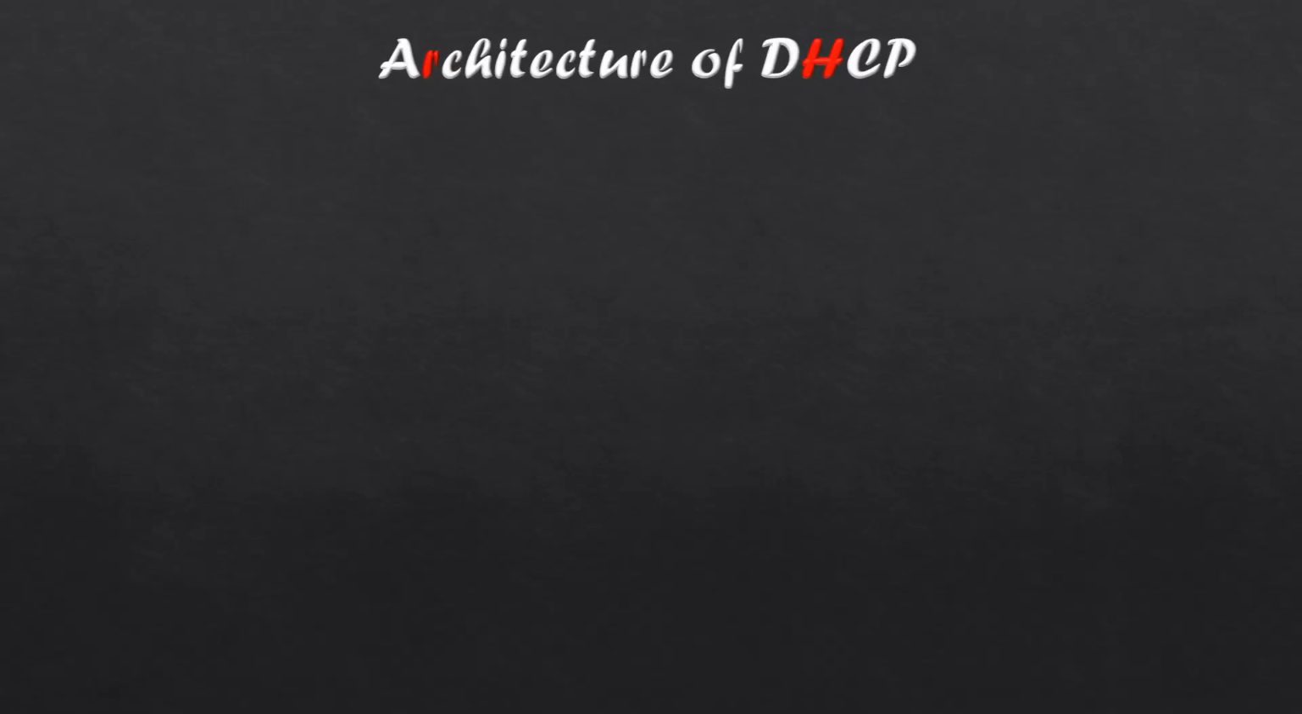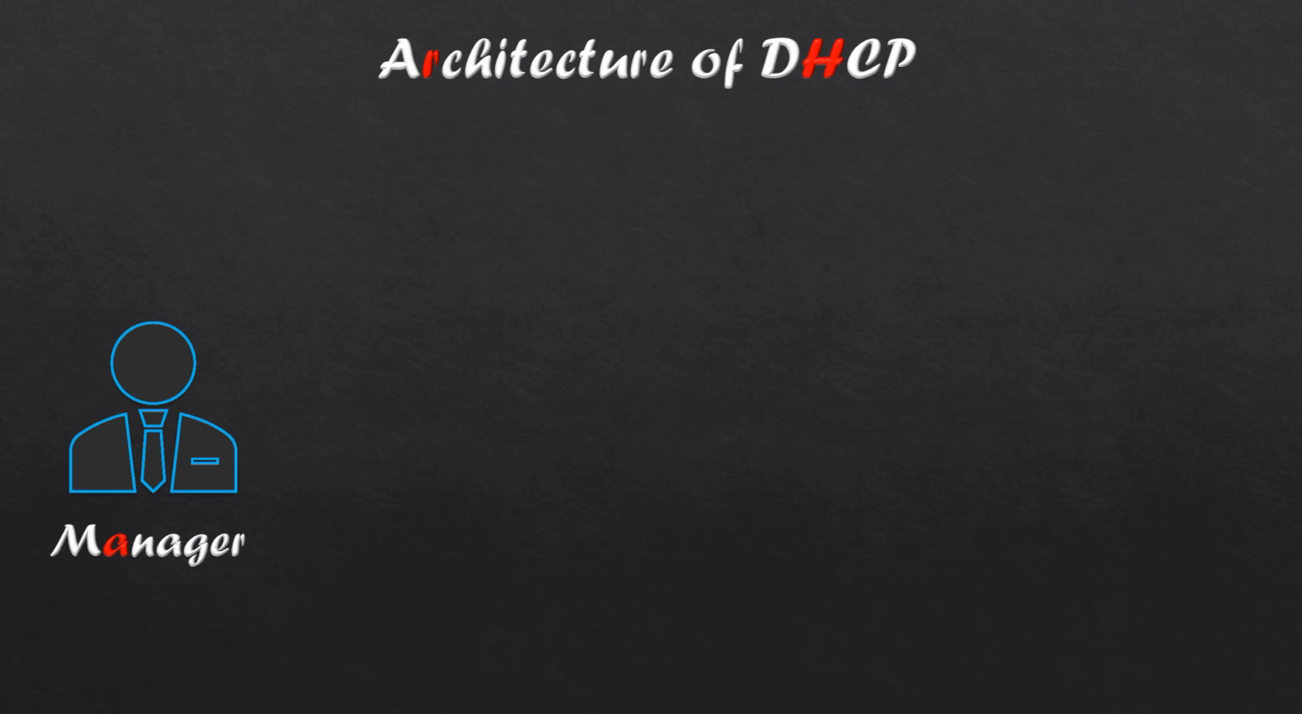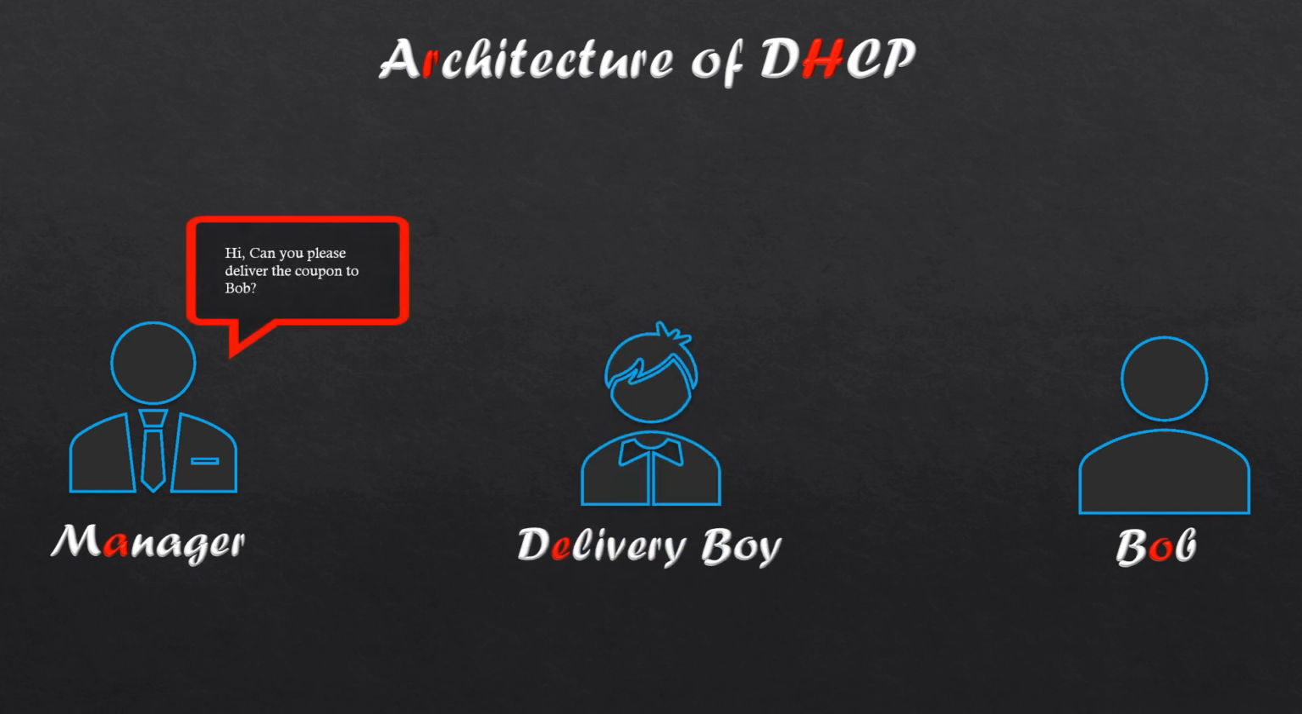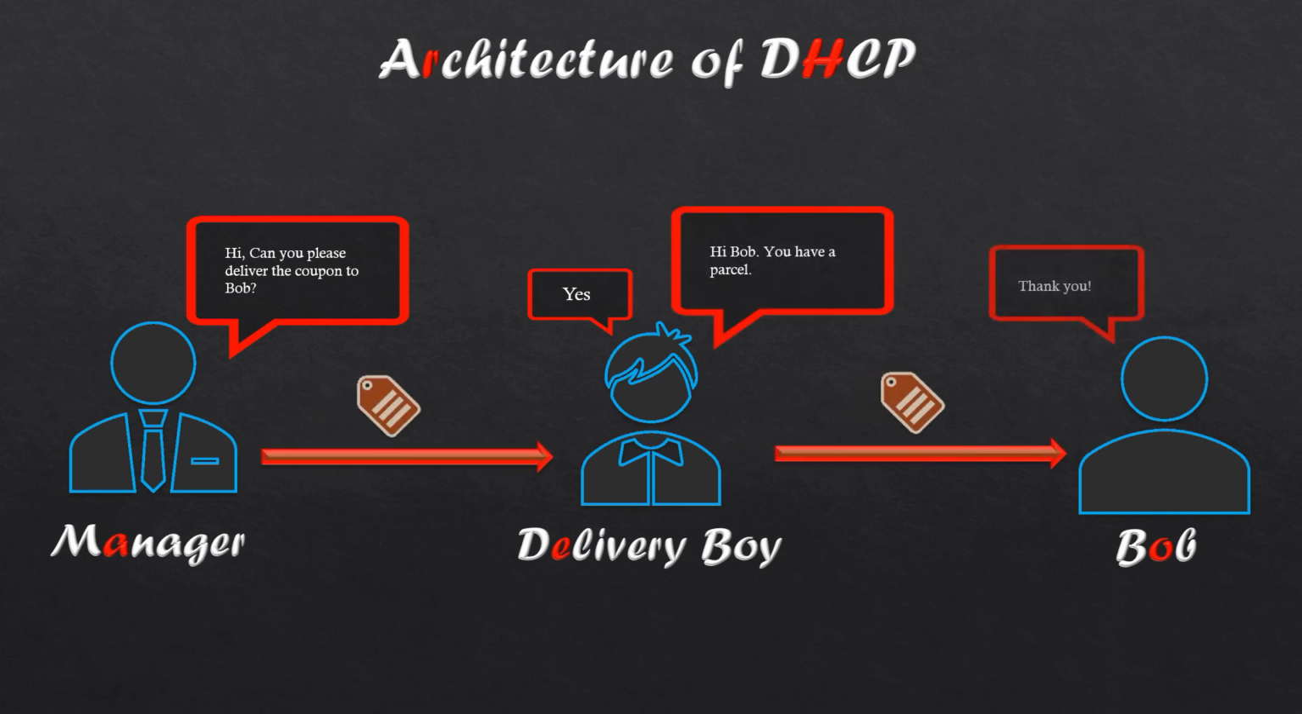Architecture of DHCP. Before we actually move on with the architecture, let's discuss a real world example. A manager wants to send a parcel to one of his employee, Bob. The manager hires a delivery boy and requests him to collect parcel from him and deliver it to Bob. Now the delivery boy takes the order and collects a parcel from the manager and delivers it to Bob. Now one thing to note here, whatever item is there in the parcel, it has got an expiry date and Bob can only use the item till it expires.